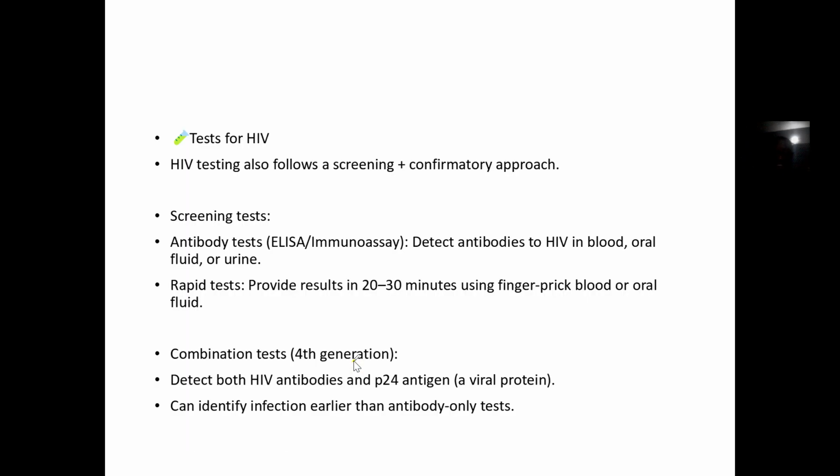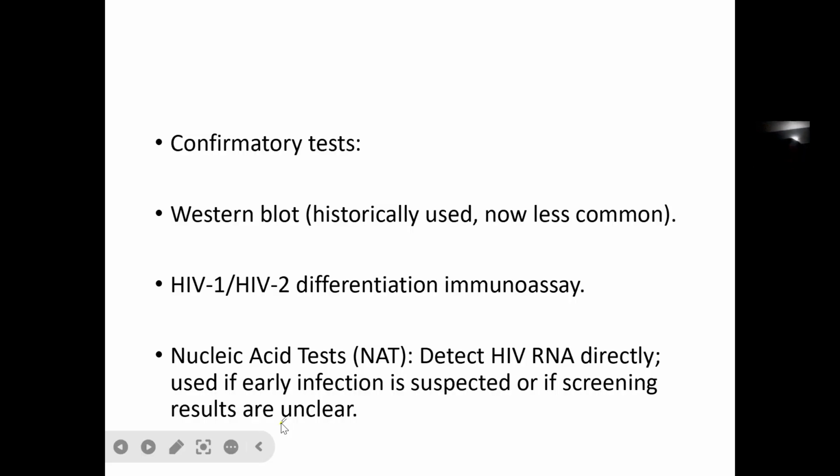Okay, so for HIV, the different types of tests you might actually want to do, you have the screening tests like antibody tests like ELISA, that's enzyme-linked immunosorbent assay, then immunoassays. We have the rapid test, we have the combination test, which can detect both HIV antibodies and the p24 antigens. Alright, so from the screening test, you have the what? Confirmatory test.